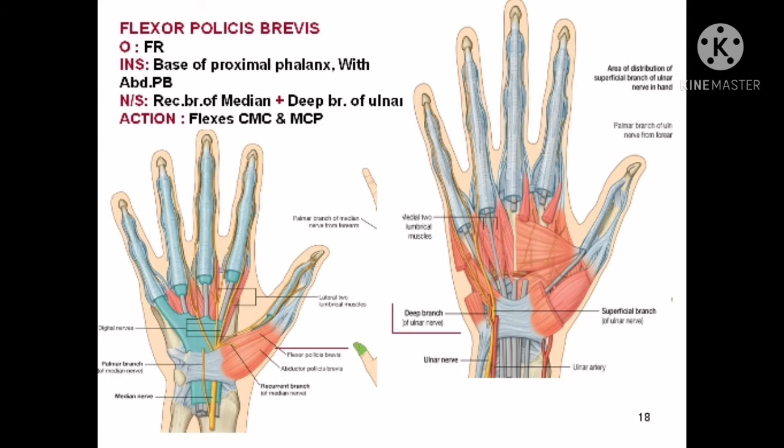The flexor pollicis brevis originates from the flexor retinaculum. Its insertion is at the base of the proximal phalanx with abductor pollicis brevis. It is medial to the abductor pollicis brevis, lying alongside it. It receives its nerve supply from two nerves, the recurrent branch of the median nerve and the deep branch of the ulnar nerve. Its action: it flexes the carpometacarpal and the metacarpophalangeal joint of the thumb.